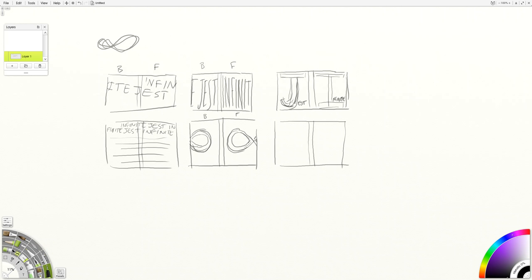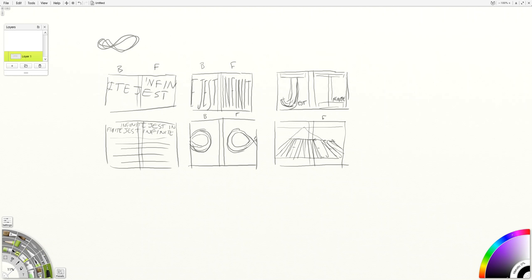The other idea is I could give the book a horizon line and a vanishing point. And I could use perspective to write Infinite Jest, as if the letters are disappearing into infinity. So I could change it and give it kind of a more landscape type feel.